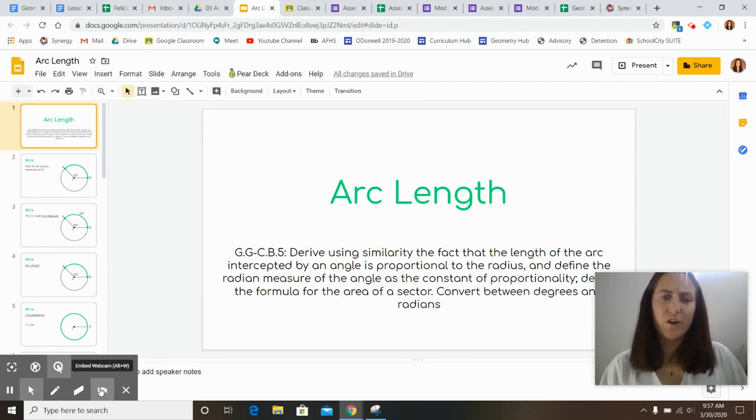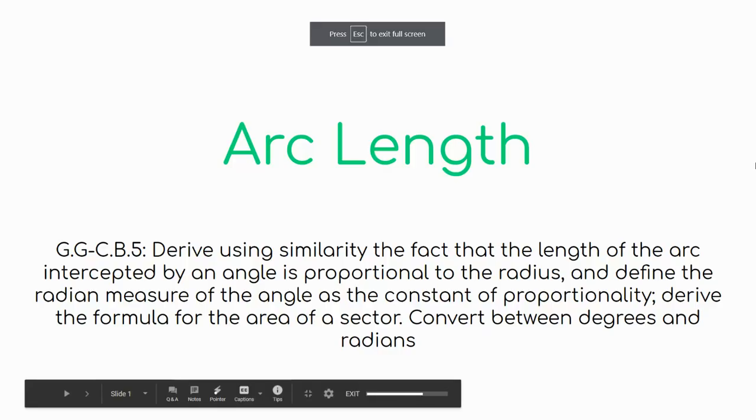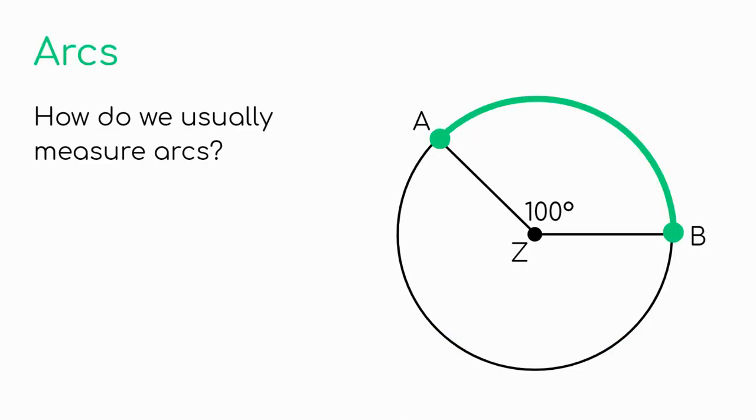So we've got our new standard here. So let's take a look. Our new standard, we're going to be talking about arc length. We're going to be talking about area of circles. We're going to be talking about radians, all kinds of crazy stuff. We're going to start with arc length.